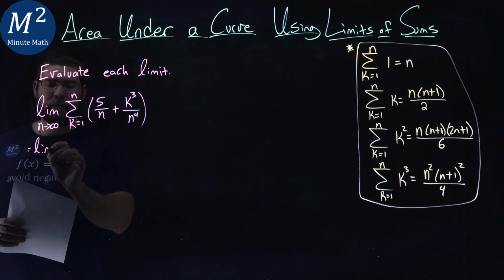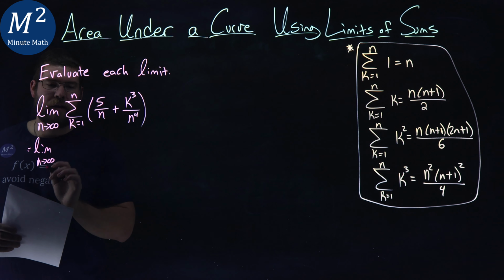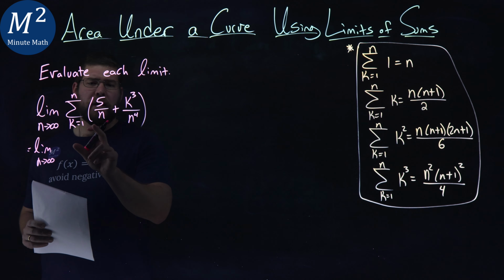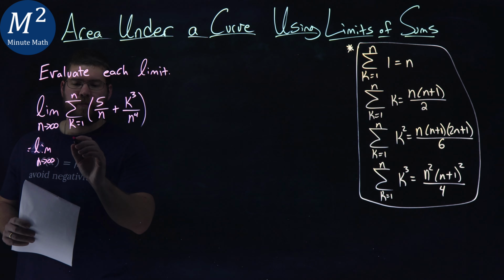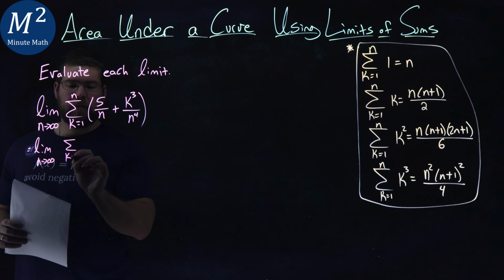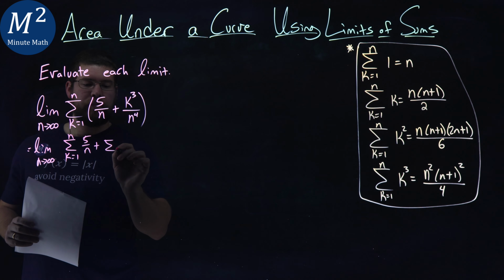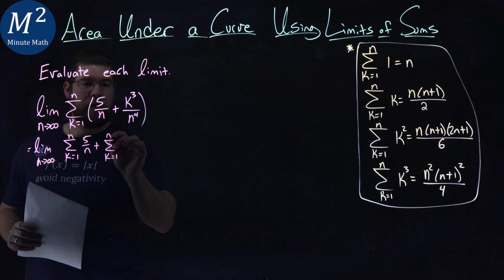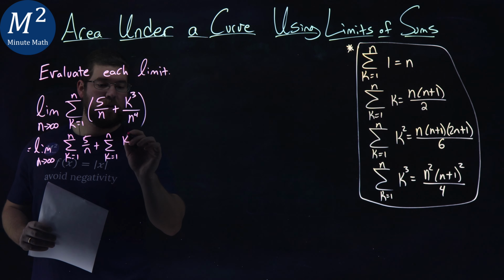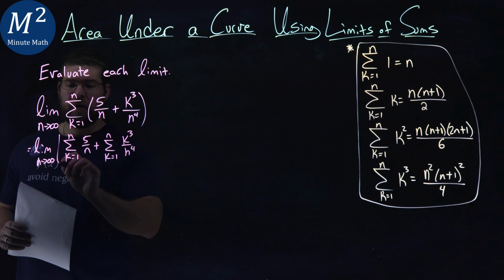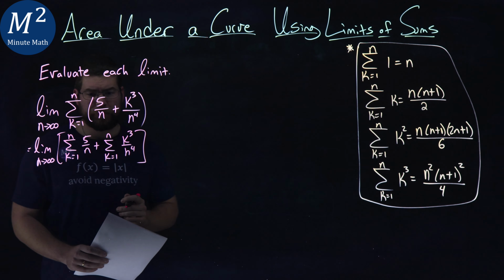So this limit as n approaches infinity will stay on the outside for a while here. I'm going to try to separate this sum into two parts. We have the sum from k equals 1 to n of 5 over n, plus the sum from k equals 1 to n of k cubed over n to the fourth. Remember, we're going to be taking the limit of all of that.